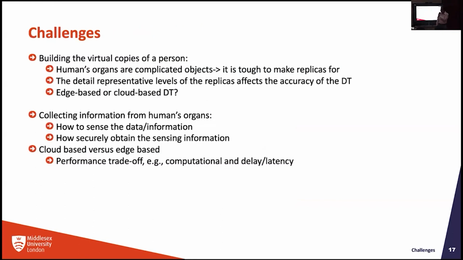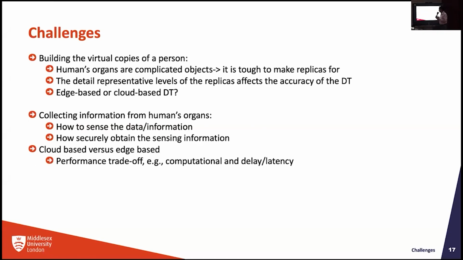Okay, if we could go to the next page, please. Right, there are some challenges. I'm looking here at the aspect of the human. Building a virtual organ or copy of a person is not an easy task, as we may not know clearly how our brain, for example, is organized. So this is a very complex object. If we can come up with something close to reality, it is better. The accuracy of that model affects the behavior of the twin and the level of response that we get. And again, edge-based or cloud-based is an important question to ask.